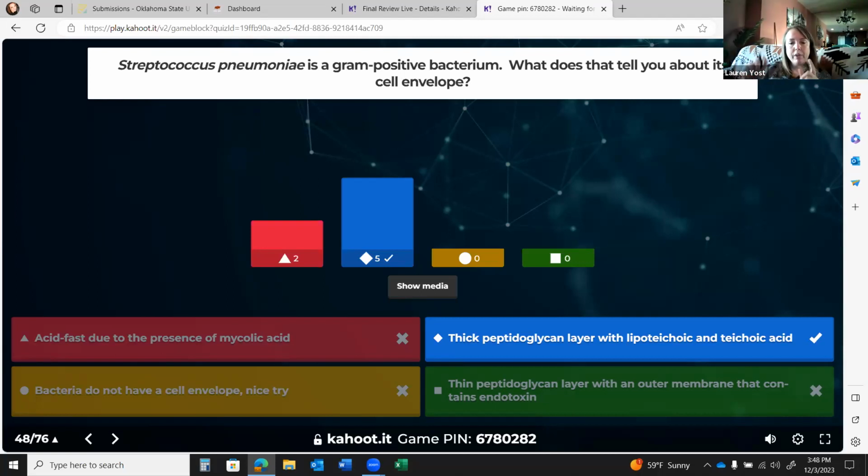So yeah, if it's gram positive, it'll have that thick peptidoglycan layer. And something that we haven't been bringing up a lot lately is simply that if you have that thick peptidoglycan layer, it has to be supported and maintained by lipoteichoic and teichoic acid. So those always come along with it if you are gram positive. Just like how if you're gram negative, you're going to have endotoxin, aka LPS or lipopolysaccharide.